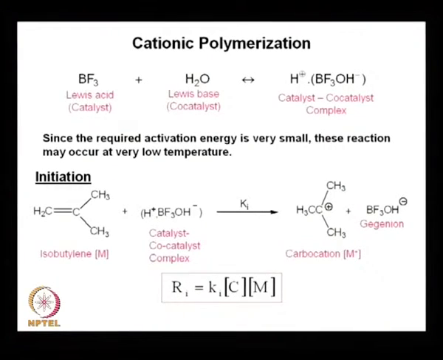Now, this shows the scheme of polymer synthesis by cationic means. As I mentioned, it needs a Lewis acid as a catalyst, like aluminum chloride or boron trifluoride. This is a Lewis acid, and because Lewis acids alone cannot initiate, as I have mentioned, it needs a co-catalyst as a Lewis base, a proton containing compound.